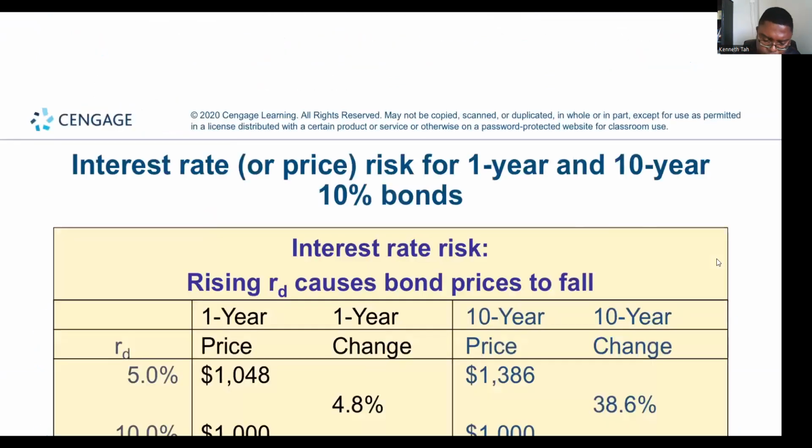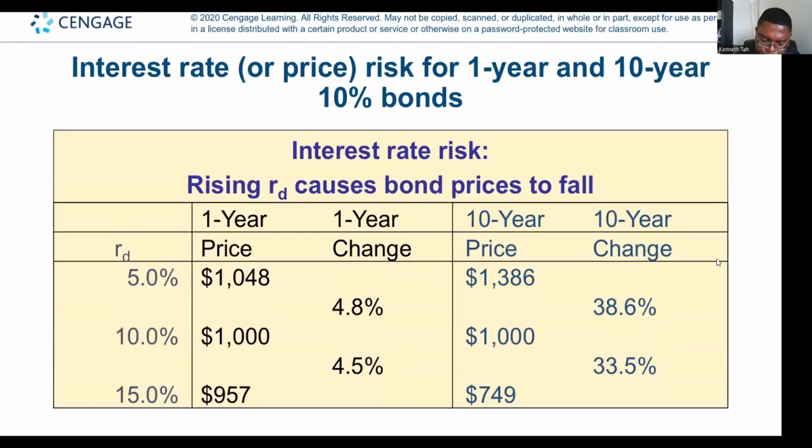All right, let's look at this before we end. Interest rate risk for a 1-year and a 10-year, 10% coupon bond. So, maturity risk premium. All bonds are exposed to two additional sources of risk: interest rate risk and reinvestment risk.